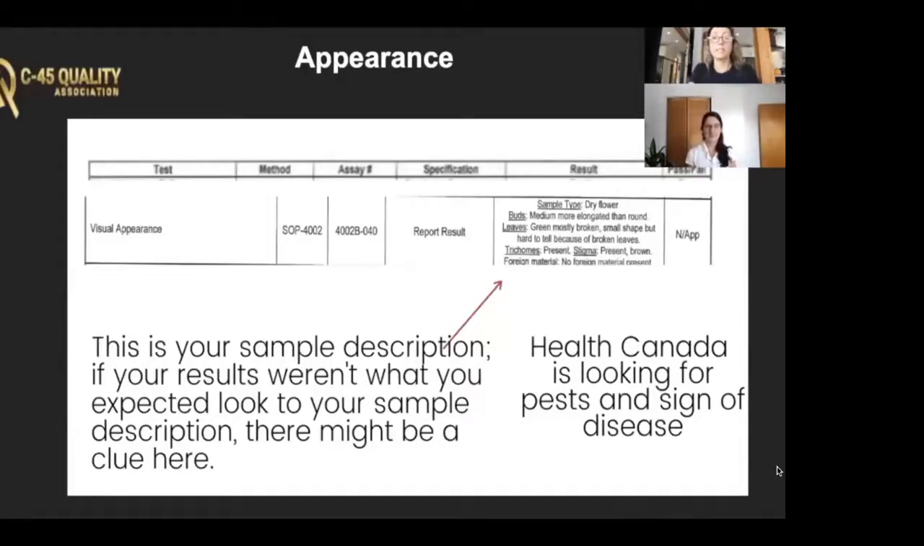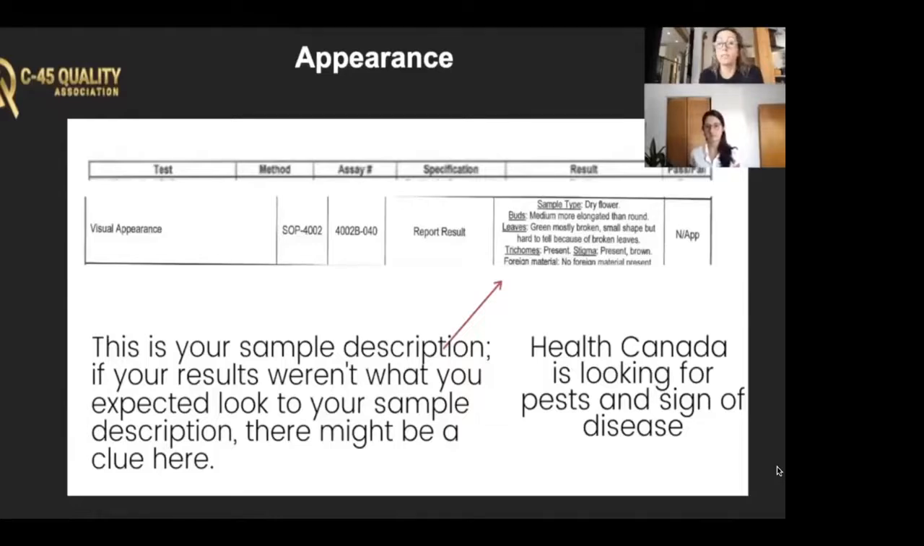Okay, so this is appearance, and Health Canada does want to see that there are no pests or visible disease of the product. And from a lab client point of view, this can be important as well. The lab will describe what the sample looks like. So, for example, if you had a THC result that was kind of low, and when we look at the appearance, if the appearance included, oh, there were sticks and leaves and the buds were quite small, that's a clue right there as to maybe why the THC was a little bit lower.